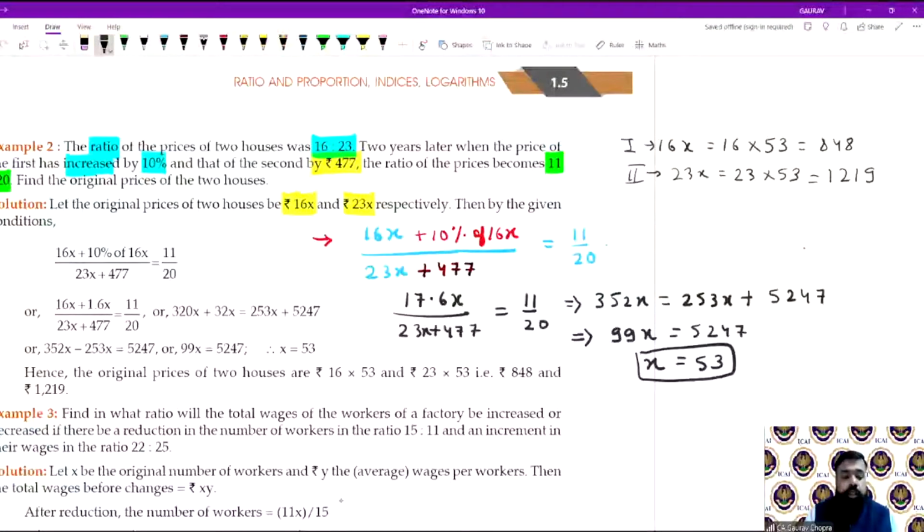Okay. So let us discuss once again what was given in the question. Now this time let me discuss in Hindi as well. हमें गिवन था देयर आर टू हाउसेस, दो हाउस हमारे पास है, उन दोनों की प्राइस का रेशियो था 16:23. फिर हमने बोला पहले हाउस की प्राइस 10% बढ़ गई, दूसरे हाउस की प्राइस 477 से इंक्रीज हो गई। तो ऐसा करने से जो नया रेशियो बना है दैट इज 11:20। तो हमने इन सभी चीजों को एक मैथमेटिकल वे में लिख दिया। कैसे लिखा हमने?